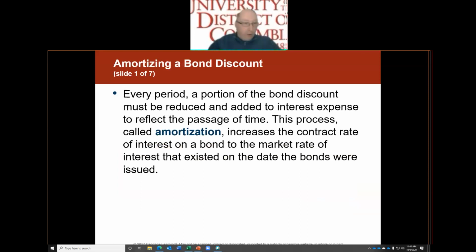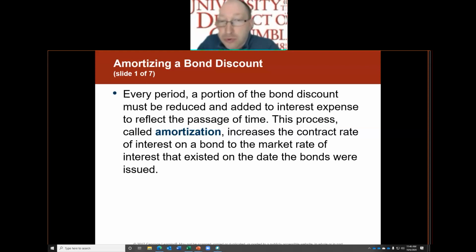Now, we mentioned this word amortization a few times, and we've also discussed it a little bit in previous chapters. But let's talk about how we amortize a bond discount. Every period, a portion of the bond discount must be reduced and added to the interest expense to reflect the passage of time. As you already know, we do that through adjusting entries. We learned a lot about that in previous chapters earlier on in the semester.